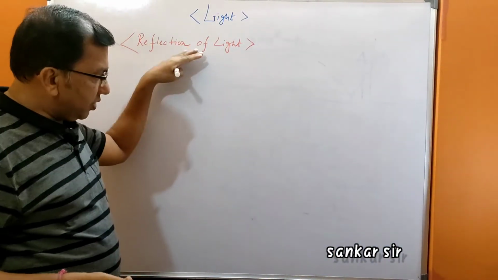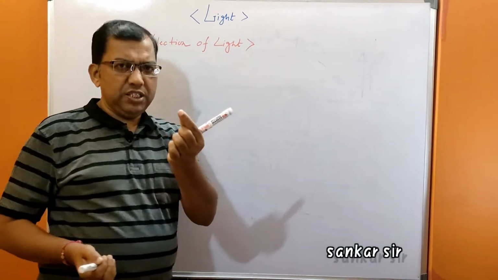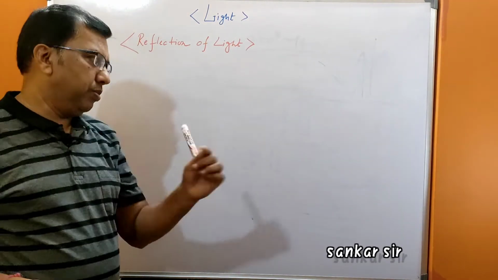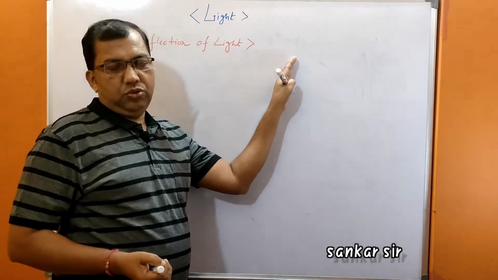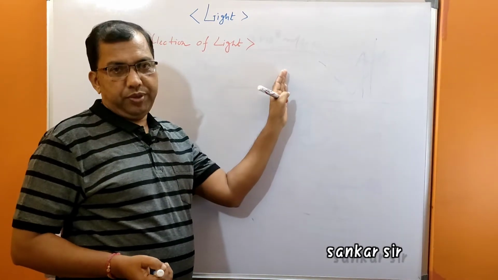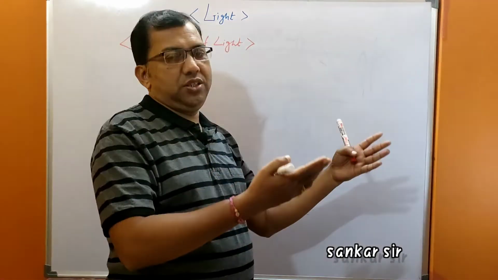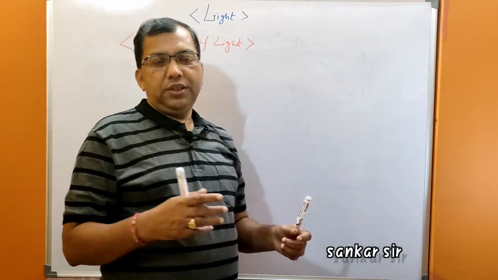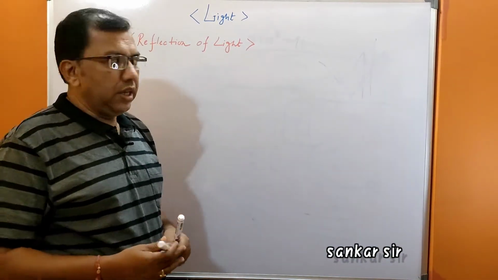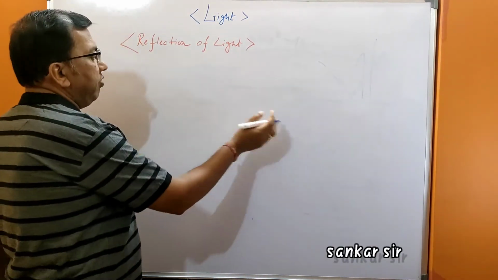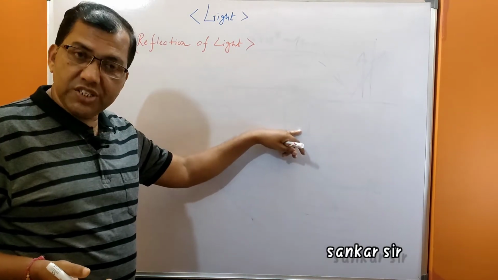When light falls on a surface, a part of the light is absorbed by the surface, but most of the light is returned back to the original medium, the first medium. This bouncing back of light in the first medium is known as reflection of light. And the surface from which it is reflected is known as the reflector.